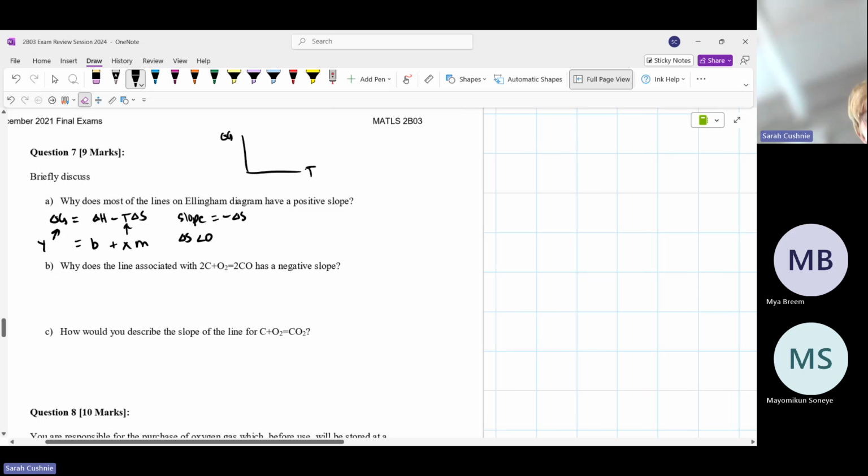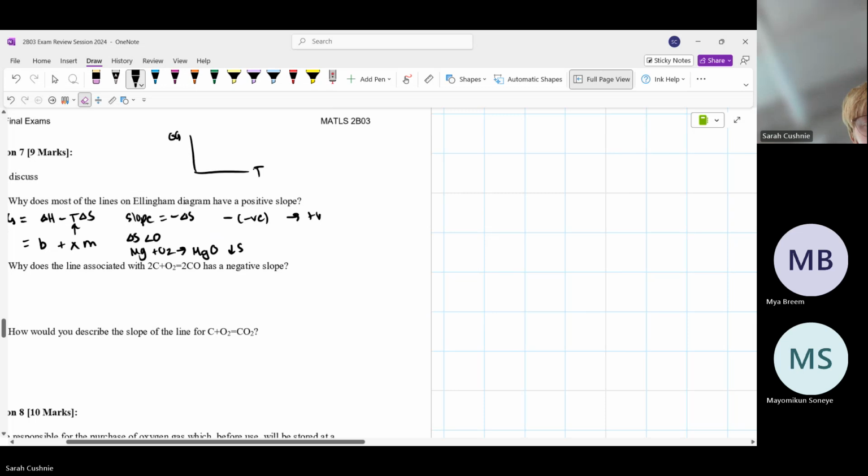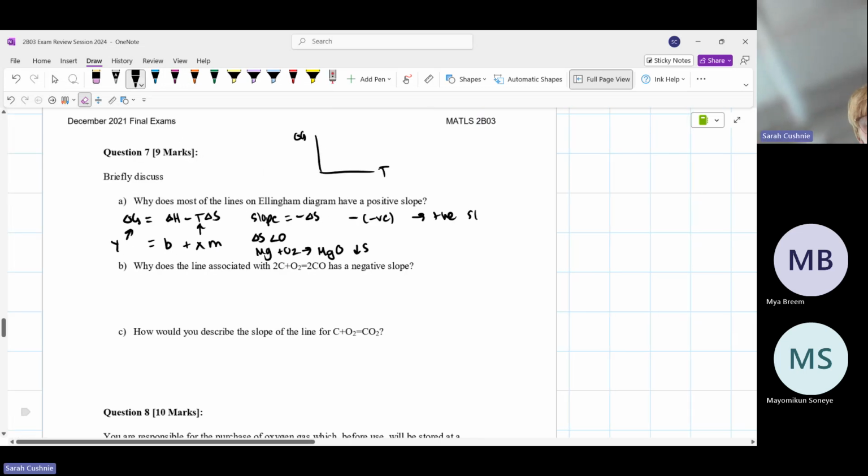remember, we're turning from a metal plus O2 to some sort of oxide, and that's going to decrease the entropy. So the change in entropy for this reaction will be negative, which means that we'll end up with a negative of a negative, which gives us a positive slope.